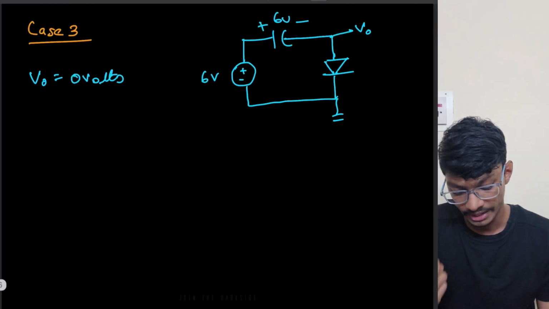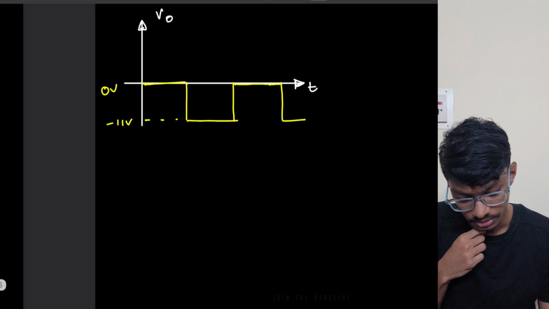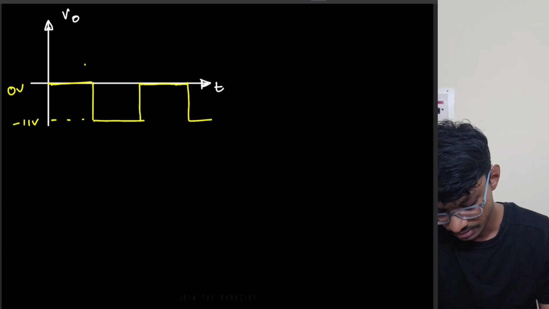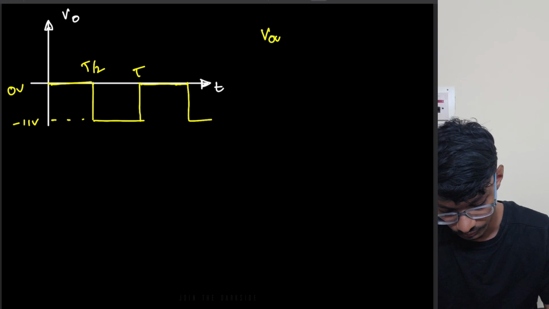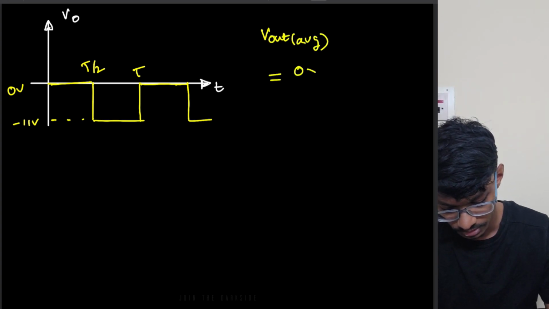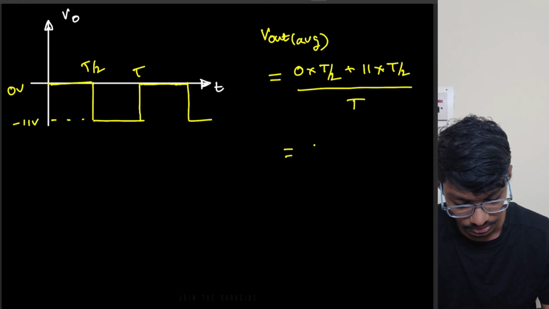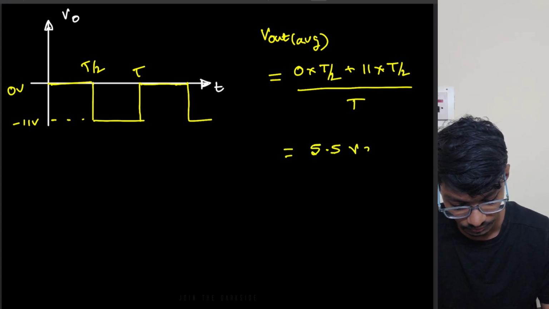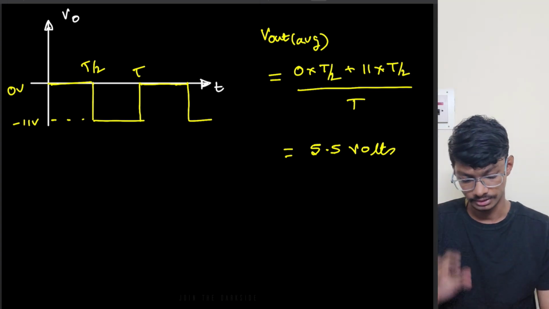What we have been asked to find is the average output voltage, right? So what is the average of this waveform? V out average equals 0 times T by 2 plus 11 times T by 2, divided by T. It is basically 5.5 volts. So this is it for the first case.